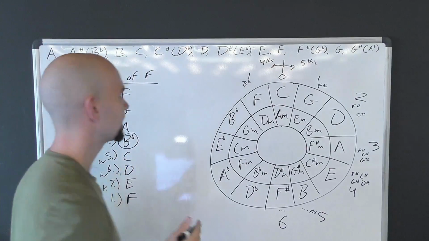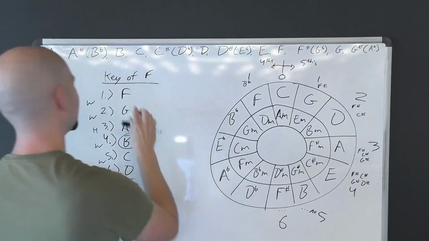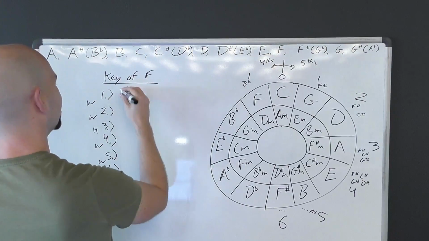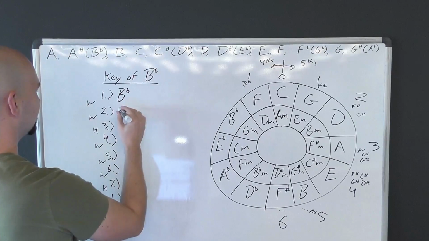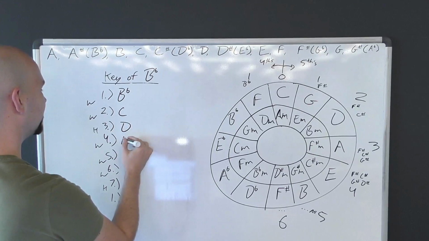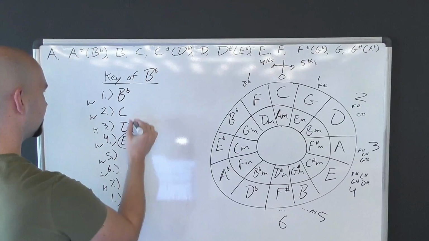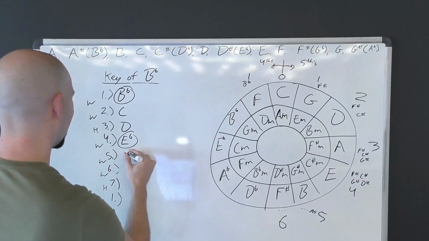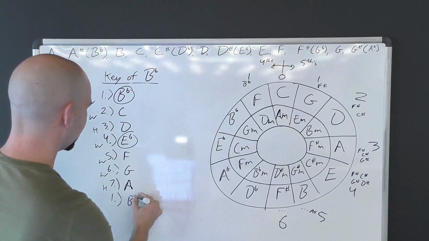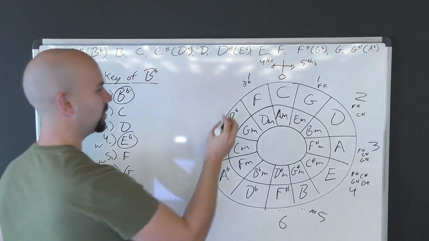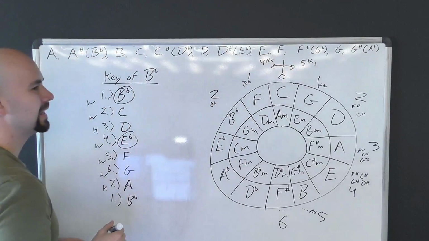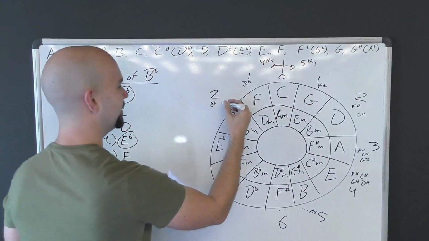All right, now let's move on to B flat major. And in B flat major, we're going to have B flat, C, D, and then E flat, F, G, A, and then back to B flat. All right, so we keep our old B flat note, but now we've got 2 black notes, and the new one is note number 4, E flat.